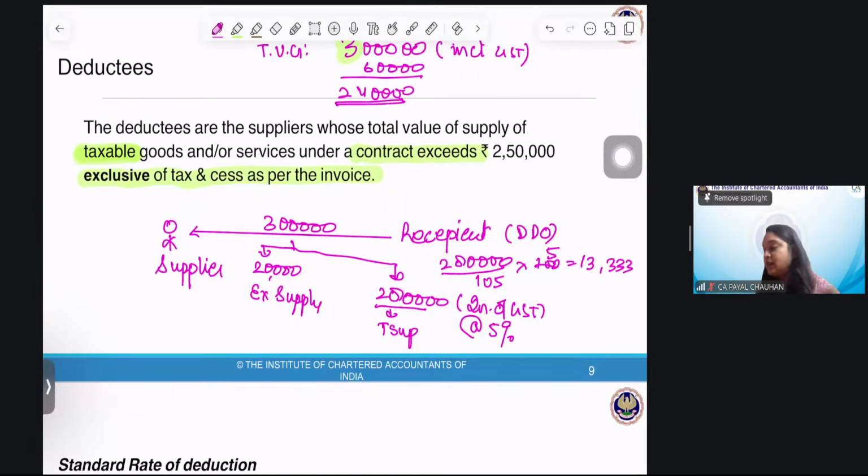And if we deduct 13,333 from 2,80,000, still it exceeds 2,50,000. And yes, TDS will be applicable. Did you understand? Perfect. See, we need full command on these chapters. These are very simple chapters.